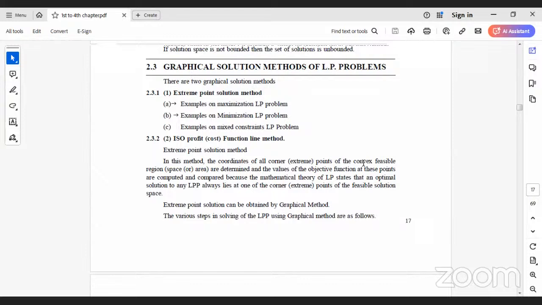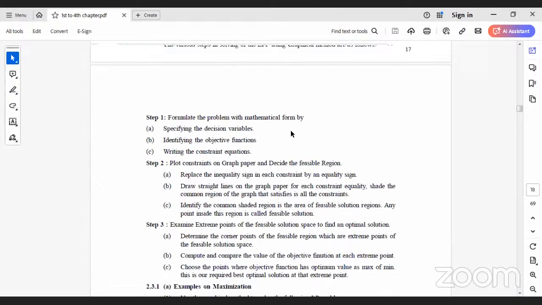In this method, the coordinates of all corner extreme points of the feasible region, space or area are determined, and the values of the objective function at all these points are computed and compared, because the mathematical theory of LP states that an optimal solution to any LPP always lies at the corner extreme points of the feasible solution. Extreme point solution can be obtained by the graphical method. Two steps are involved in the LPP graphical method as follows. Formulation of the problem in mathematical form, specifying the decision variables, identifying the objective function, and writing the constraint equations.